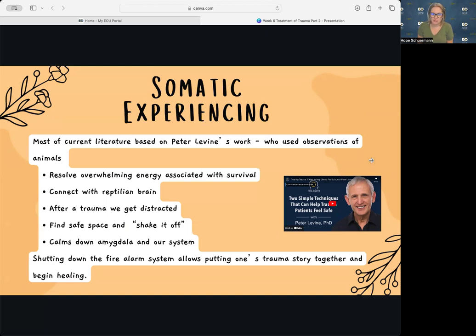And so he's built all the somatic experiencing work off of these reactions and observations of animals after a trauma or surviving a fight, flight, or freeze situation. So the goal with somatic experiencing is to resolve that energy that's associated with survival. After you have survived, you do have this energy within you, hormones and chemicals from the survival, and we need a way to get it out in a safe place.